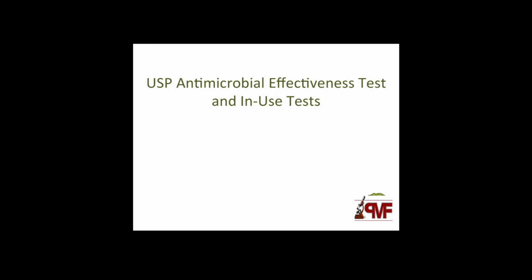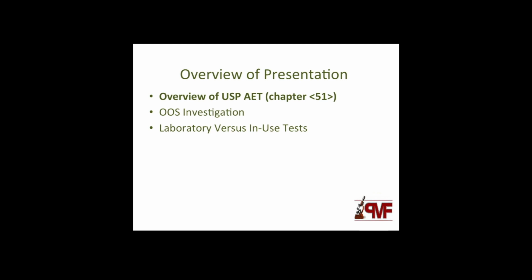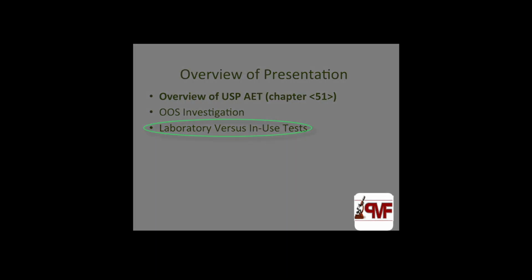Chapter 51, Antimicrobial Effectiveness Testing of the United States Pharmacopoeia, has been in existence for quite some time. In fact, it was previously known as the Preservative Effectiveness Test. Along with considerable discussion pertaining to the USP test, we will also cover out-of-specification investigations when the AET test fails for our product under test, and we will briefly cover the use of the USP test for in-use studies.